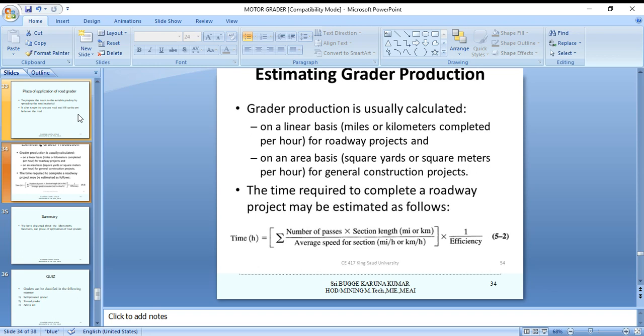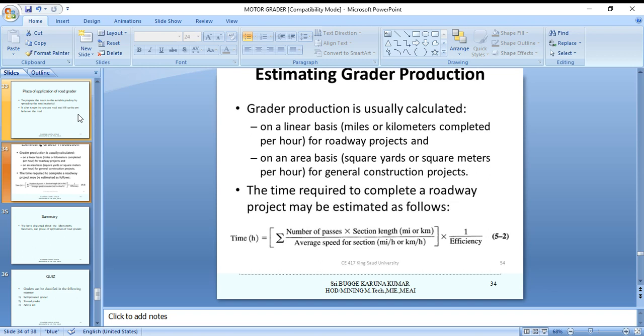for road projects, or in the case of an open cast mine, how much distance it traveled from one particular location to other locations. On an area basis, square yards or square meters per hour, for general construction projects you can use this one. On an area basis, particularly square yards or square meters per hour, how much area it covered. These are generally used for general construction projects.